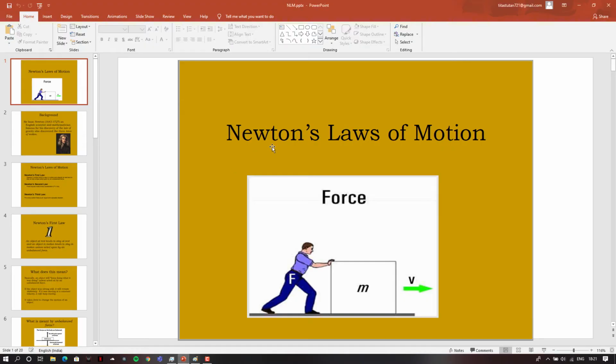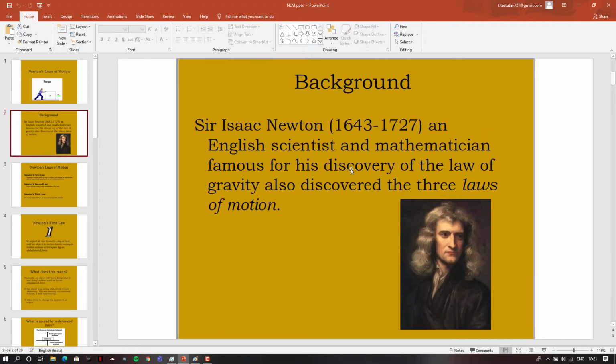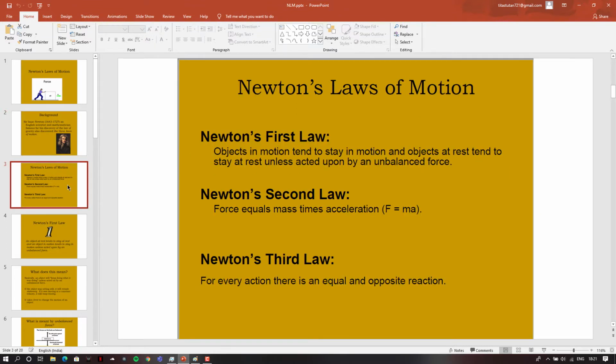So now we come to the first law of motion. The laws of motion were invented by Sir Isaac Newton. He was an English scientist and mathematician. He also discovered gravity and a lot of things. So this is the first law.